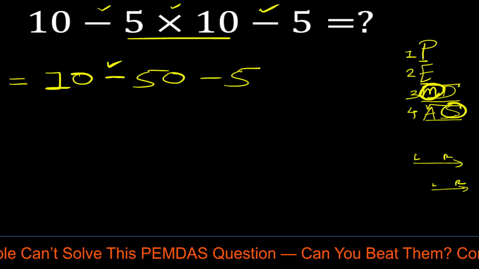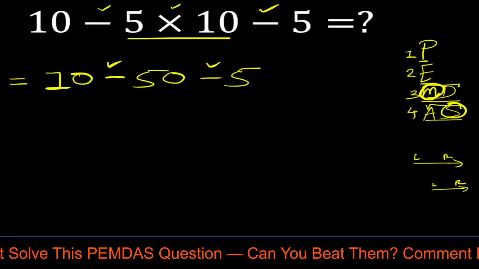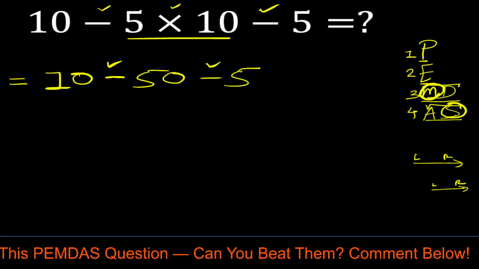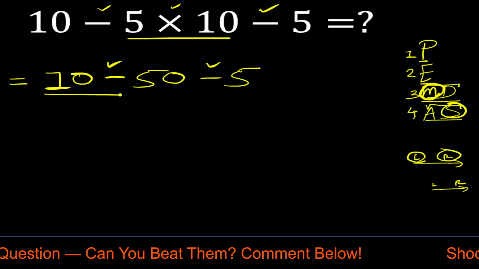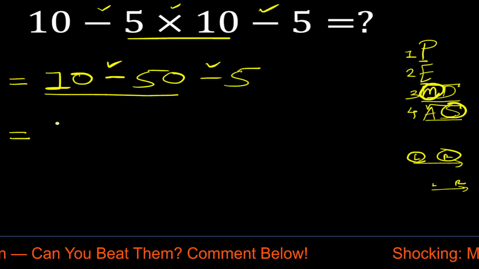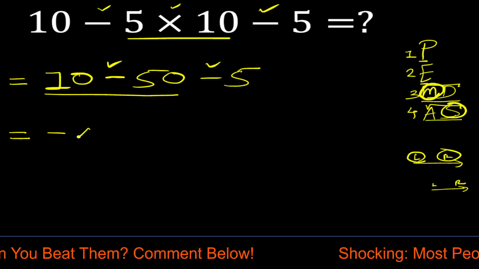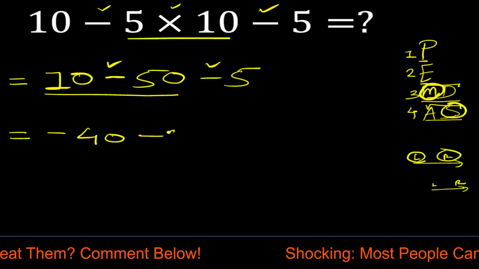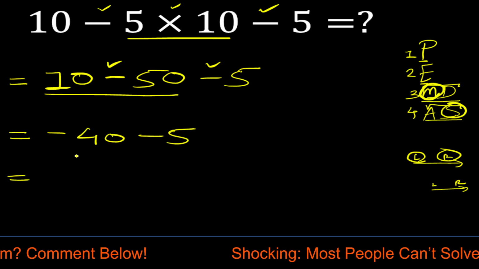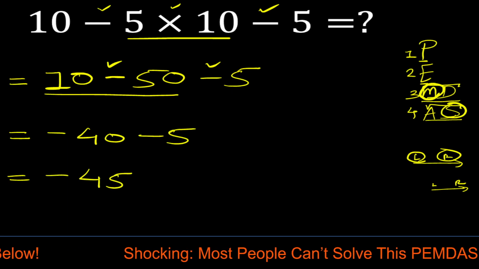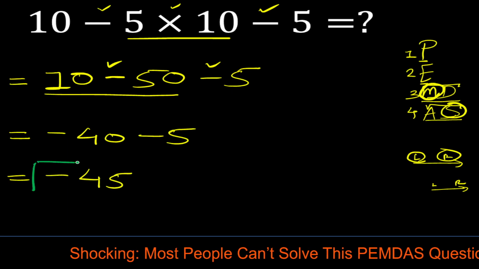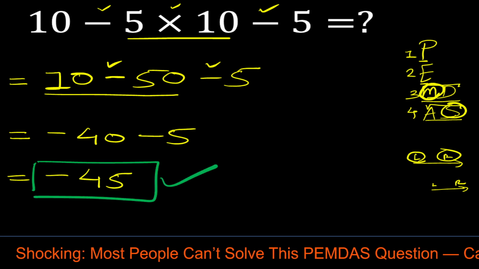Now here we have one subtraction and here subtraction. So both have equal priority. So we have to solve it from left to right. So first we have to solve this subtraction. So 10 minus 50 is equal to minus 40 minus 5. Now minus 40 minus 5 is equal to minus 45. So the correct answer is minus 45, right?